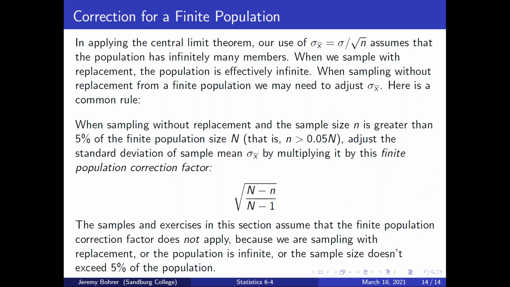When sampling without replacement and the sample size n is greater than 5% of the finite population size N, that is, n is greater than 0.05 N, adjust the standard deviation of sample mean sigma sub x bar by multiplying it by this finite population correction factor, the square root of capital N minus lowercase n divided by capital N minus 1. The samples and exercises in this section assume that the finite population correction factor does not apply because we are sampling with replacement, or the population is infinite, or the sample size doesn't exceed 5% of the population.